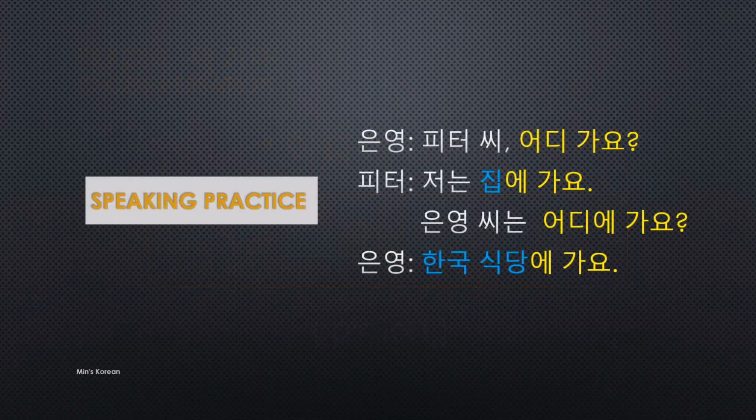Is it okay? So once again, 은영: Peter 씨 어디 가요? 어디 is where, and 가요 is to go. So where are you going? Peter 씨, where are you going? 저는 집에 가요. So 저는 I, 집 home, 에 가요. So 집 is a destination. And 에 가요 with place noun, you can use this grammar. 저는 집에 가요.